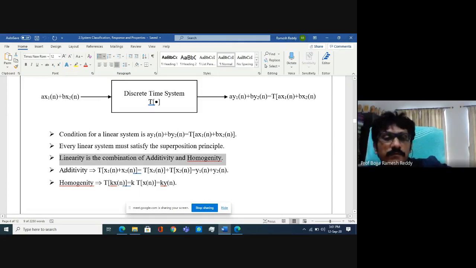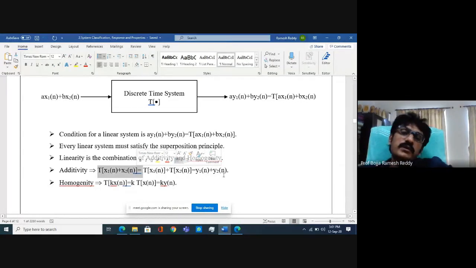What is the additive property? Very simple. The additive property is that the transformation of x1 of n plus x2 of n is equal to the transformation of x1 of n plus the transformation of x2 of n, that is y1 of n plus y2 of n. The meaning of this statement is, if we know the system T, apply x1 of n as input and take the output as y1 of n. Apply another input x2 of n and observe the output y2 of n. If we give x1 of n plus x2 of n as input to the system, then the response is exactly equal to y1 of n plus y2 of n. Then that system satisfies the additivity property.